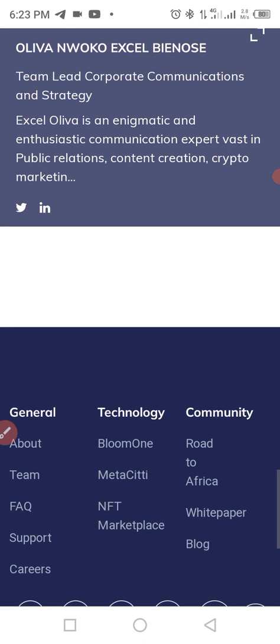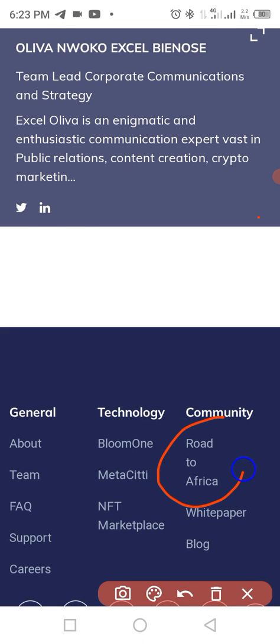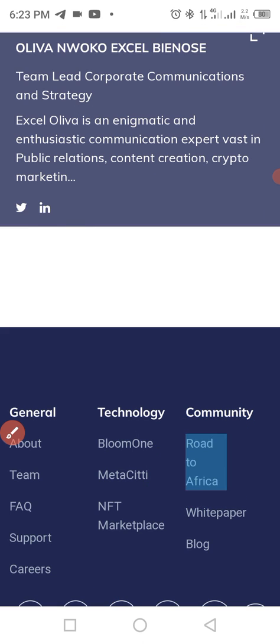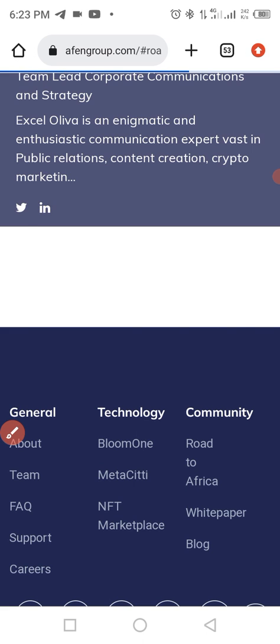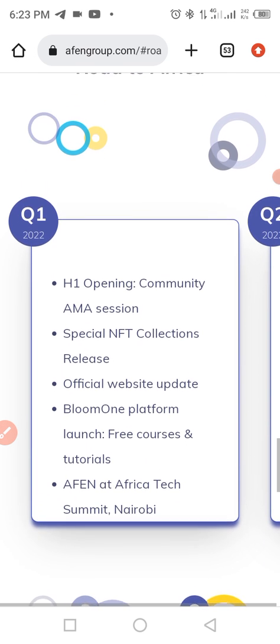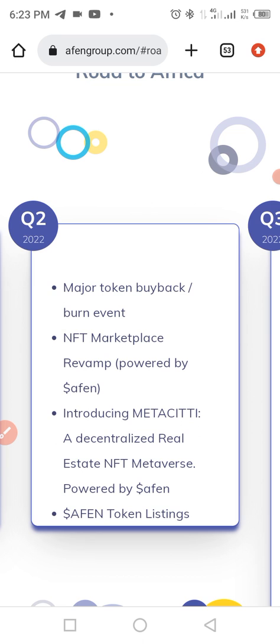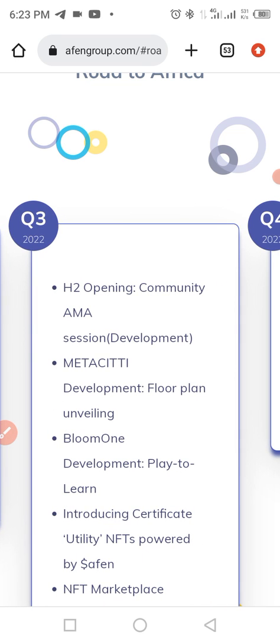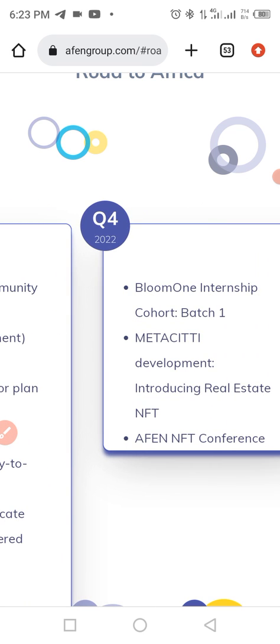Okay, so let us look at their roadmap. See where they wrote here, road to Africa. Let's see what they have to propose in their roadmap. Okay, so this is their roadmap. Remember I told you about roadmap. Roadmap is just like their goals, what they intend to achieve within that particular year.